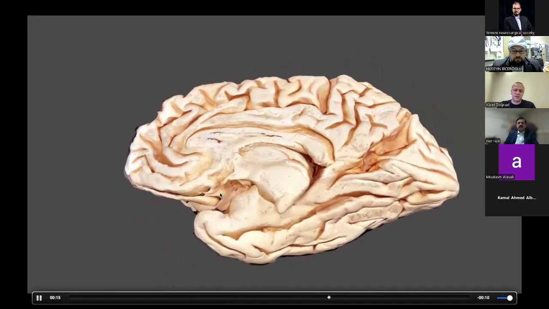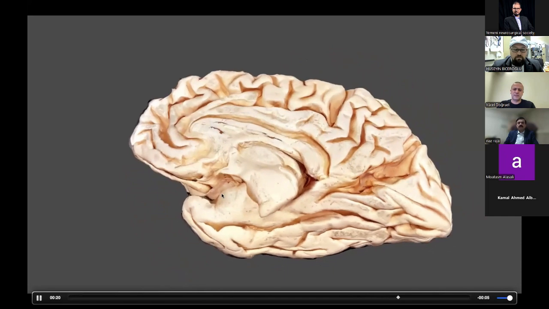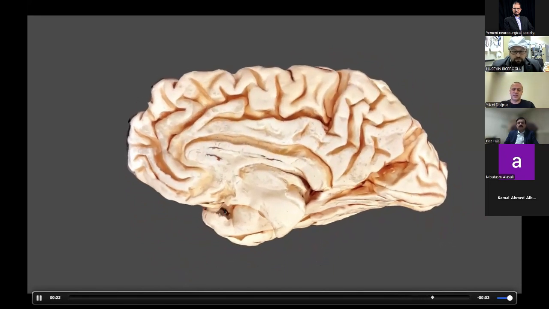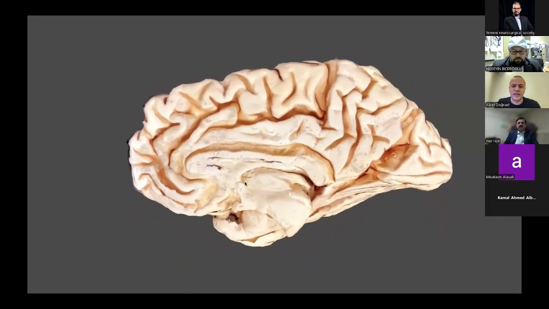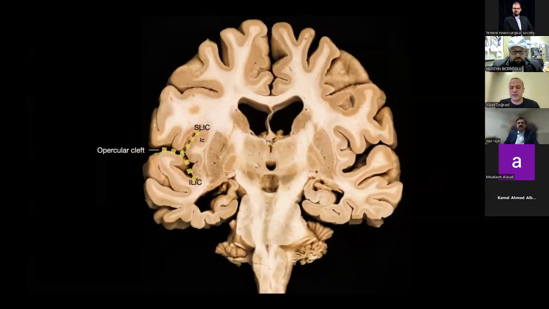Also, here now we will see the anterior perforated substance. This is the medial orientation of the Sylvian fissure. In a coronal section, when we look at the Sylvian fissure, it has three clefts. It is Y-shaped, and when we look at it through the insular cortex, it has two branches.